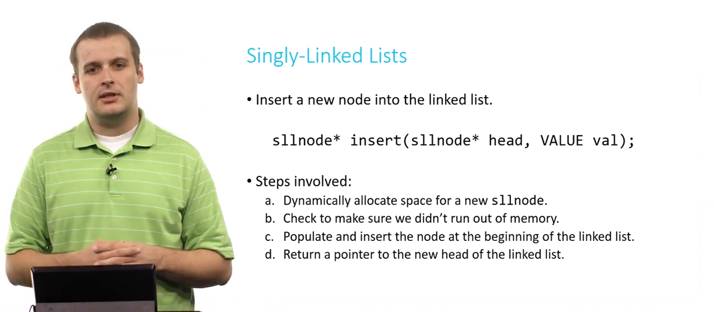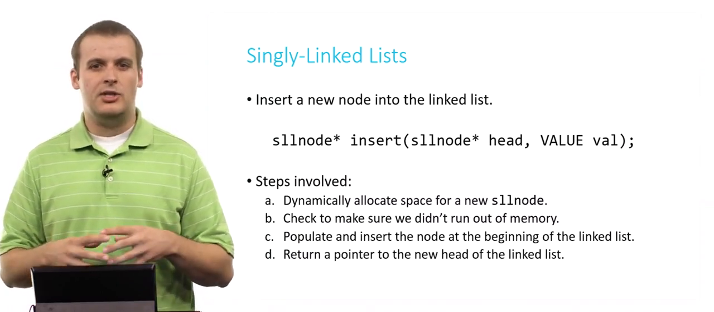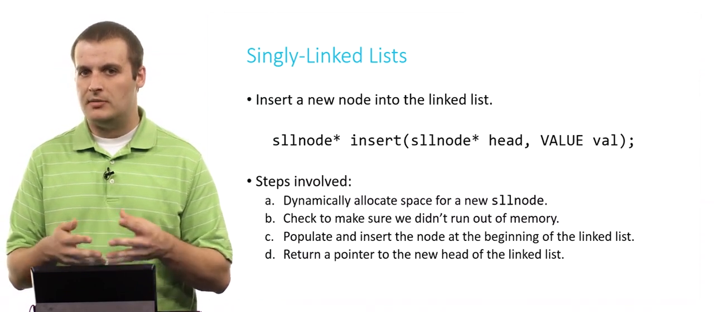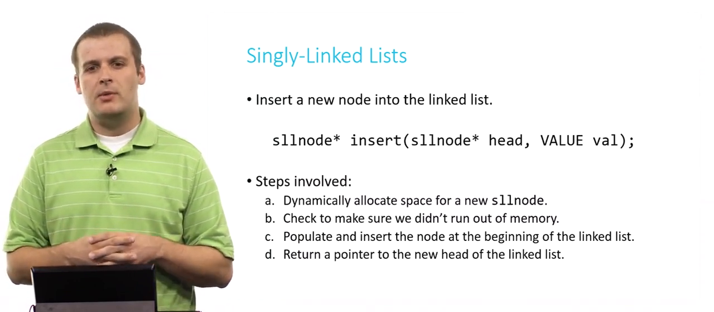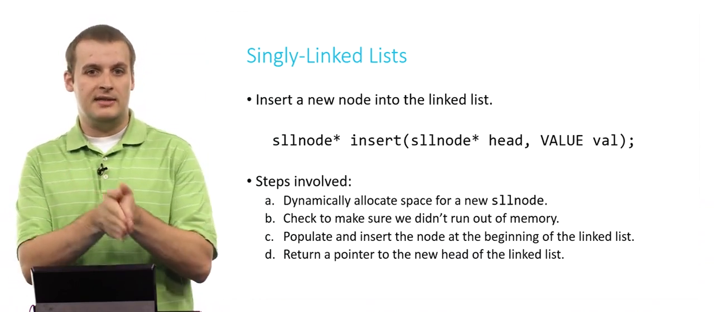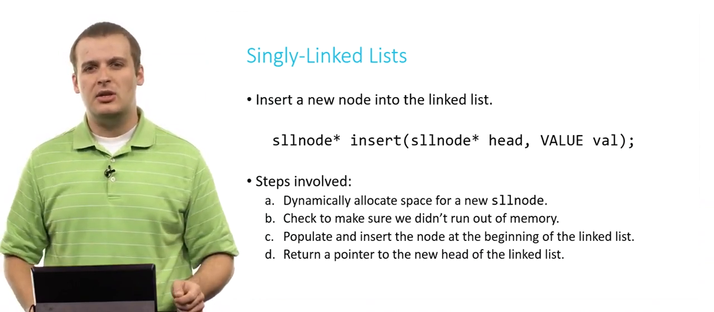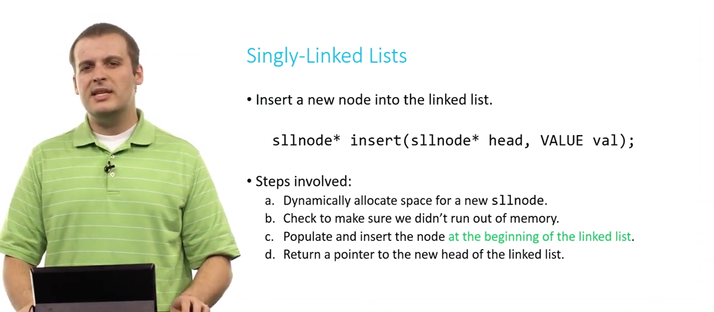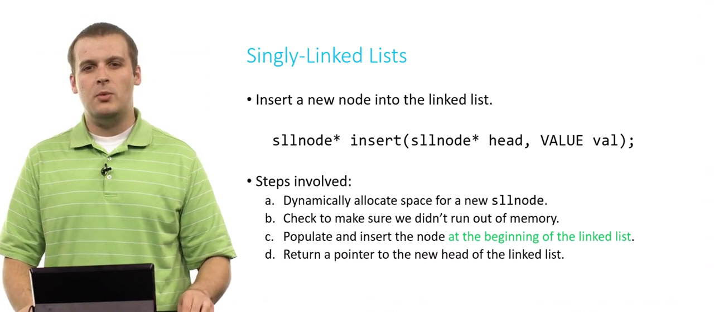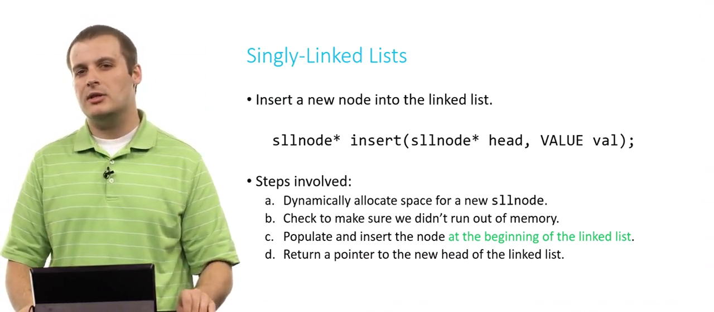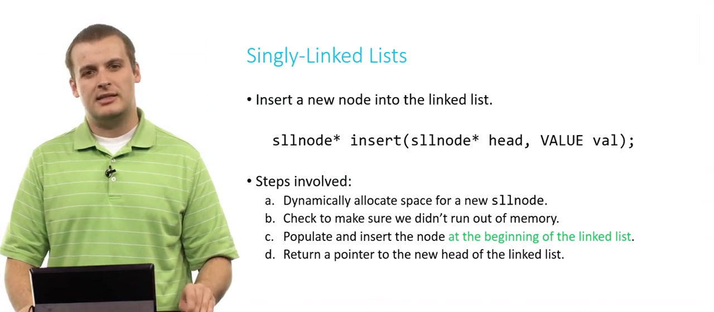What are the steps involved here? Well, just like with create, we need to dynamically allocate space for a new node and check to make sure we don't run out of memory, again, because we're using malloc. Then we want to populate and insert the node, so put the number, whatever val is, into the node. And we want to insert the node at the beginning of the linked list. There's a reason that I want to do this, and it might be worth taking a second to pause the video here and think about why I would want to insert at the beginning of the linked list.